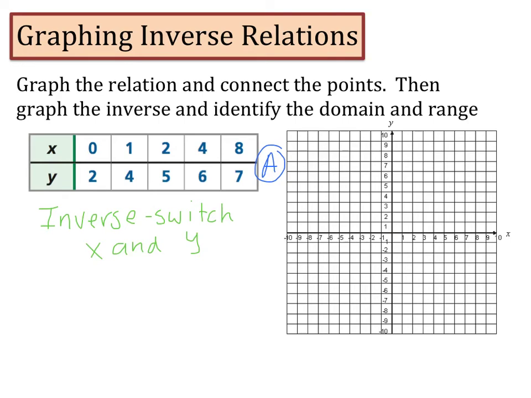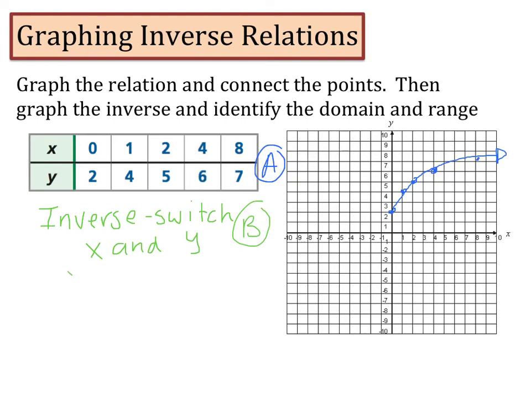So for these data points, when x equals 0, y equals 2. When x equals 1, y equals 4. When x equals 2, y equals 5. When x equals 4, y equals 6. And when x equals 8, y equals 7. So we have this kind of curving relation here. To find the inverse, all we do is take these values and switch the x and y.